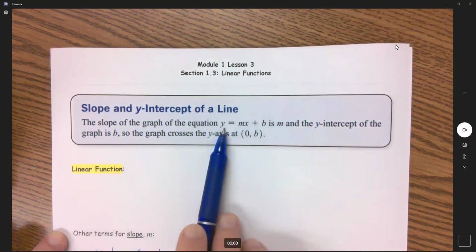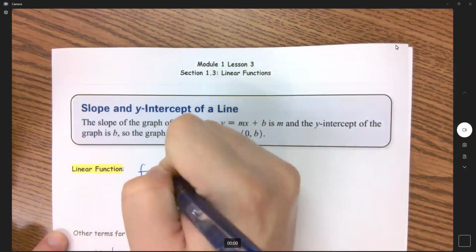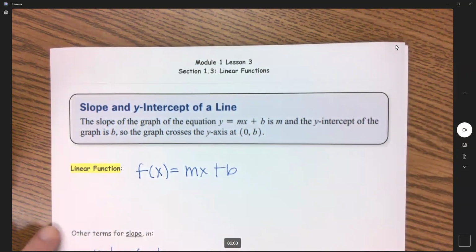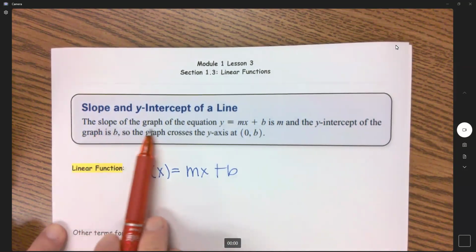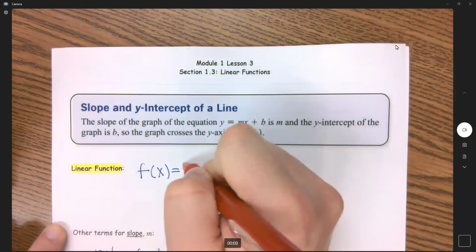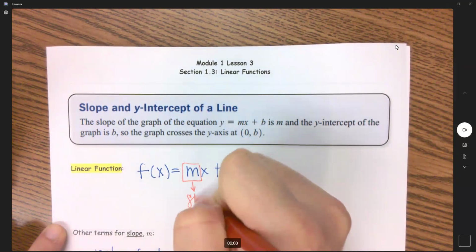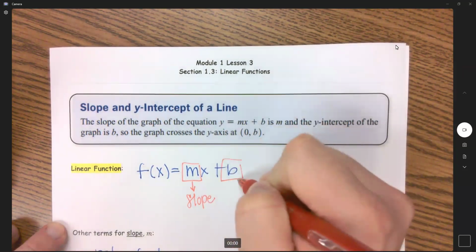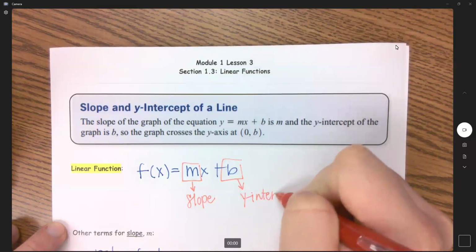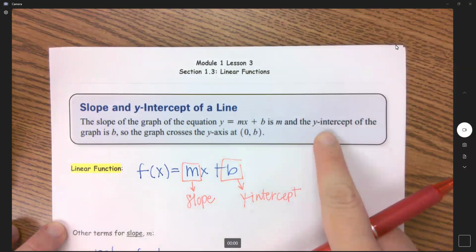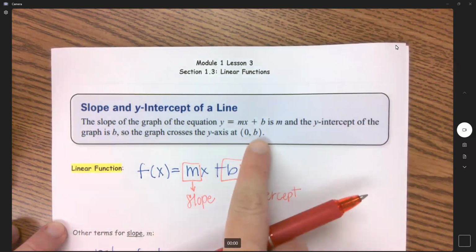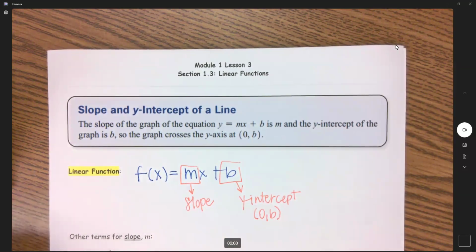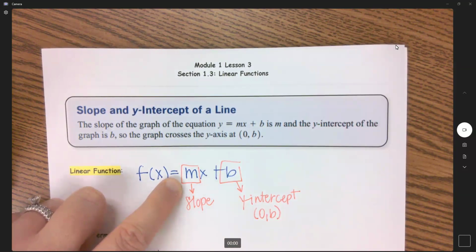If I have a linear function, instead of y equals, I now will have f of x equals, and it will still equal mx plus b. So what does everything stand for? The slope of a graph is your m. So slope right here will be whatever that m is. And then b is your y-intercept. And it goes on to say that the y-intercept is b, so the graph crosses at the ordered pair (0, b).